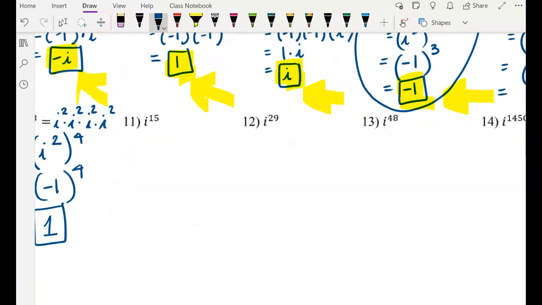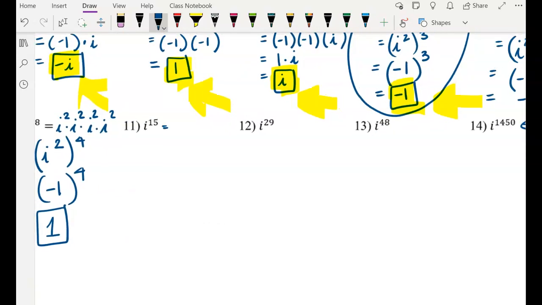i to the 15th, students, remember, it's an odd power, so it's not going to give us perfect pairs, but that doesn't mean we can't break it up into i to the 14th times a single i power of 1. Well, 14 is an even number, so definitely break that down to i squared, right? Well, 14 will give us 7 sets of i squared and drop down the i to the first power.